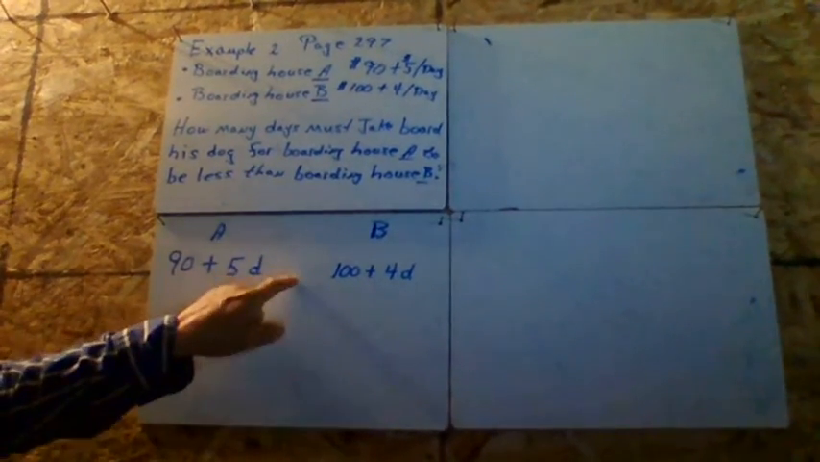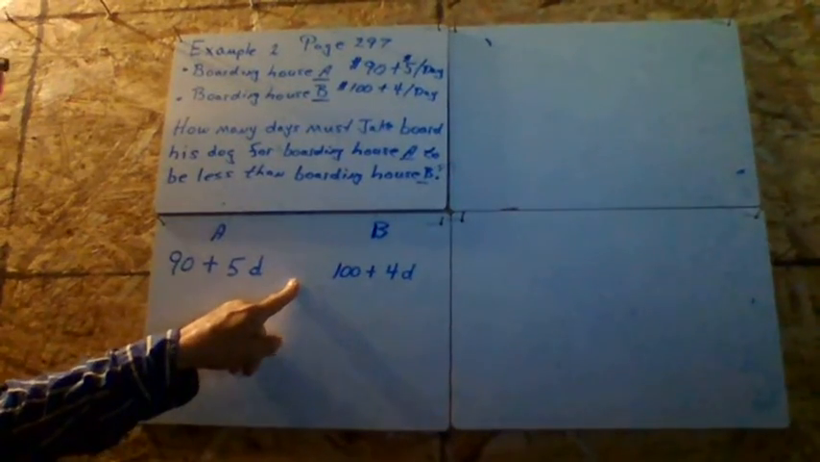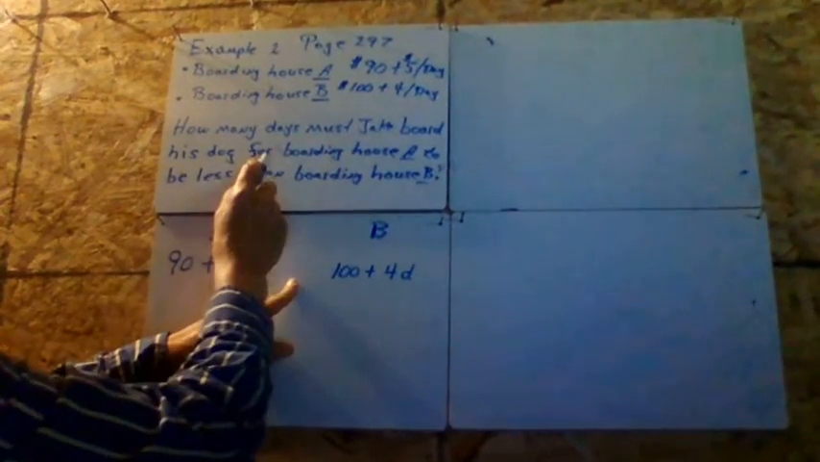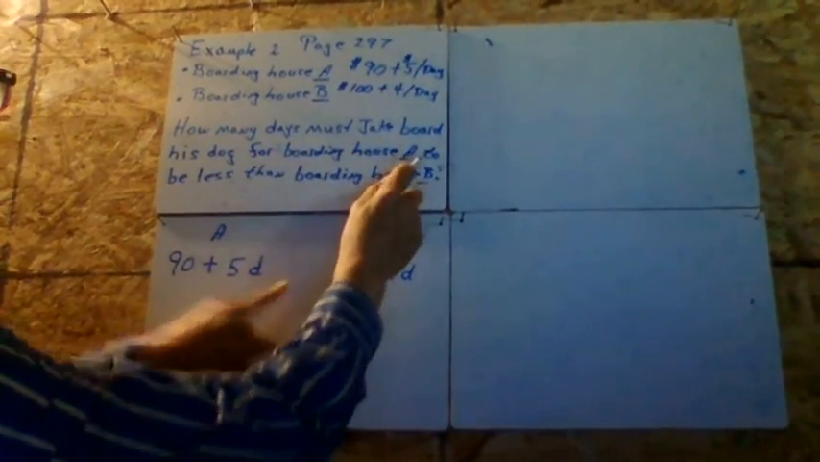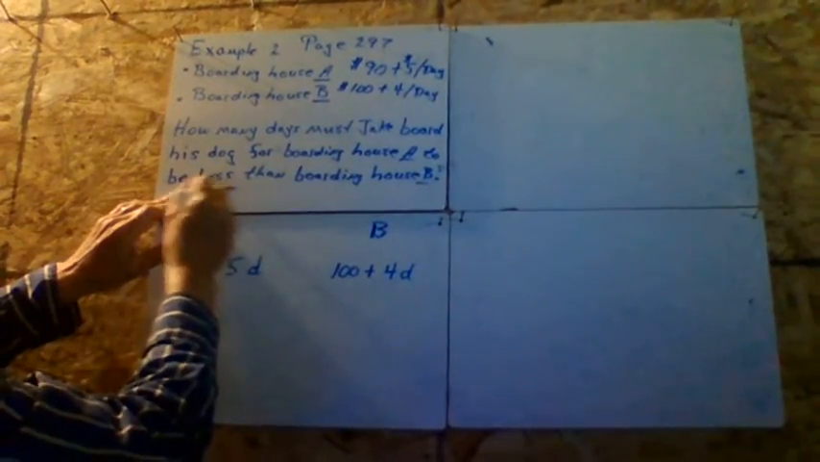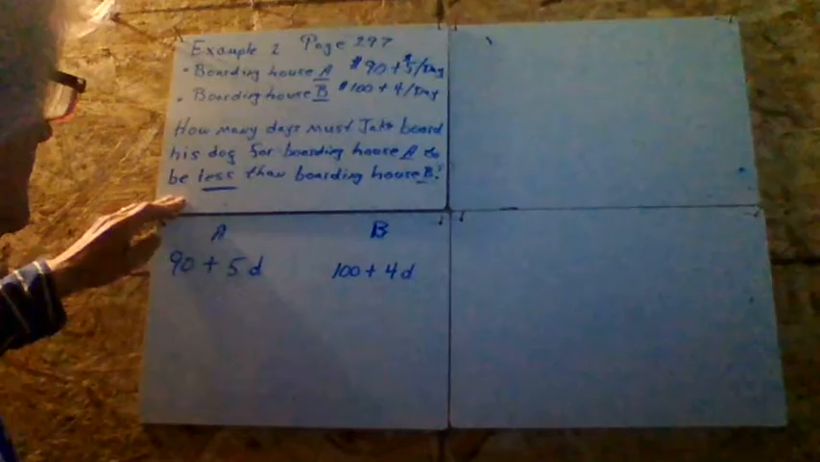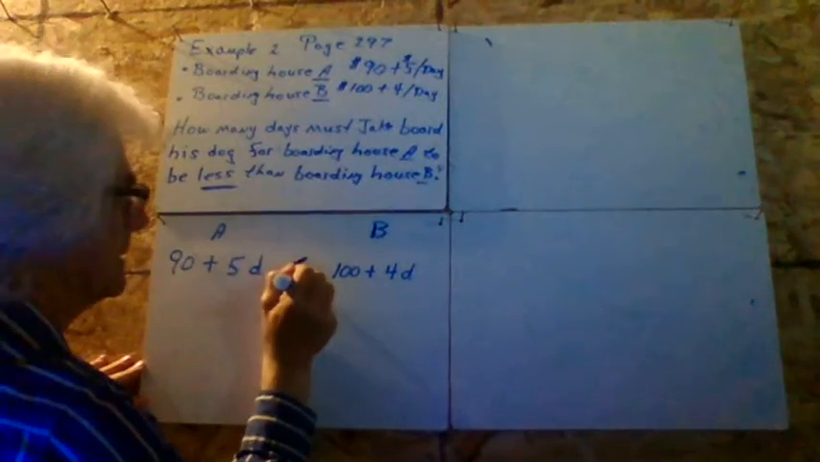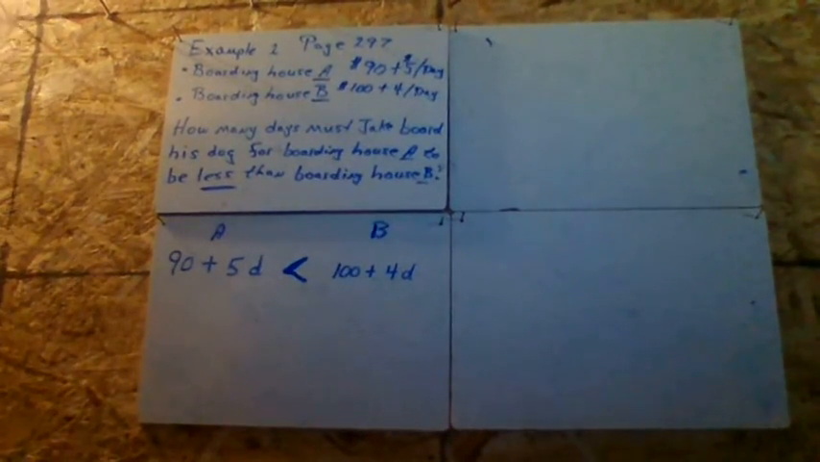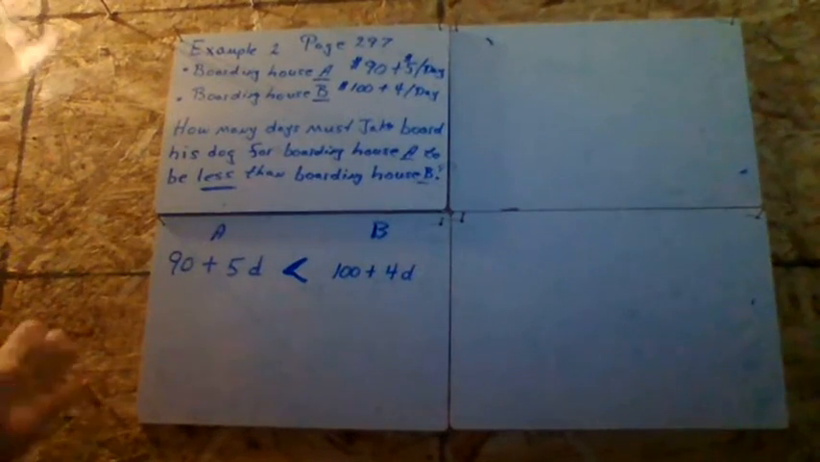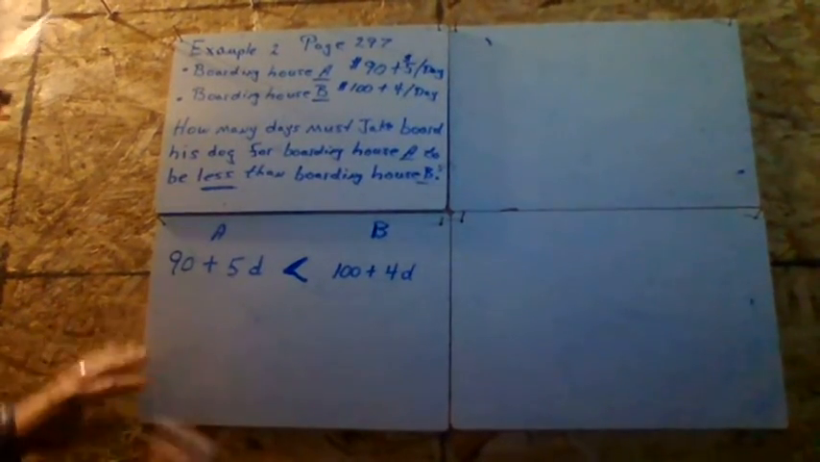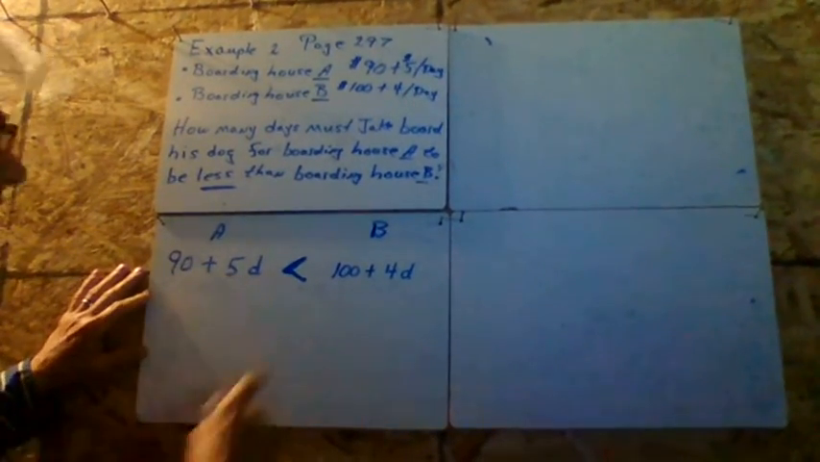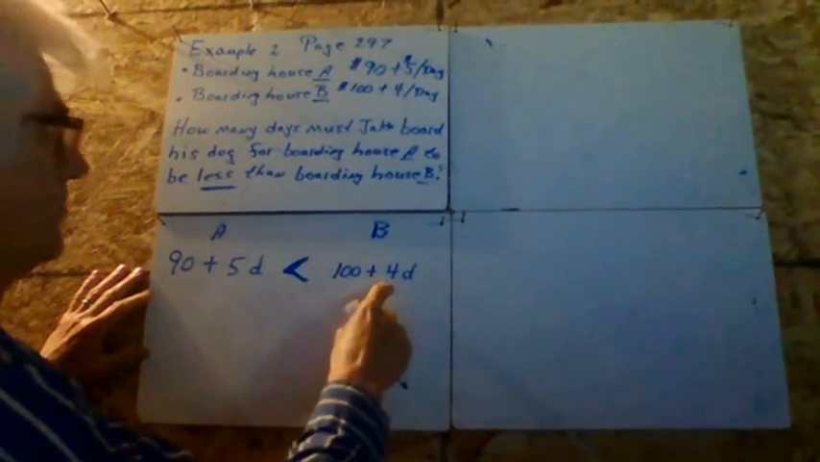So that sets up my two sides. Next, I need to look at what inequality symbol I'm going to use in between them. And I get that from here. How many days must Jake board his dog for boarding house A to be less than boarding house B? So I want boarding house A to be less than boarding house B. And that makes my inequality. For that A part, they asked me to make an inequality to describe that situation. 90 plus 5D is less than 100 plus 4D.